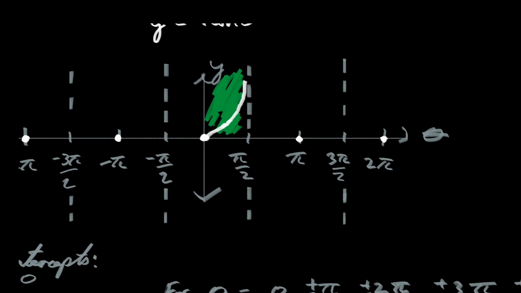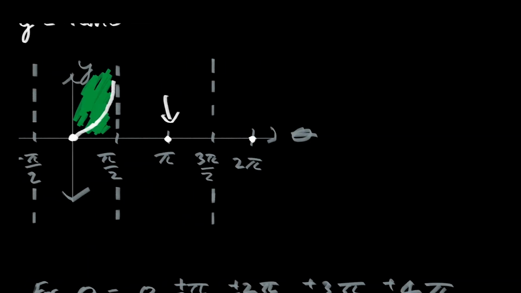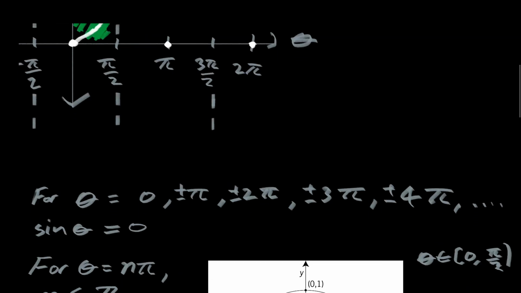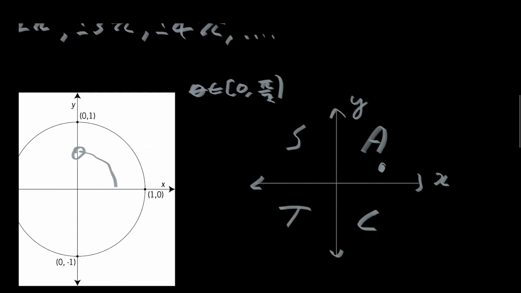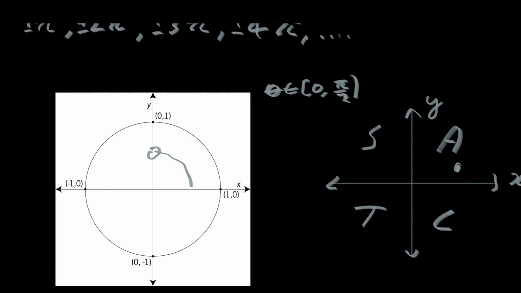But what about this interval here? From pi on 2, non-inclusive, to pi. It's okay to include pi in the interval because we know that the graph will intersect the theta axis at theta equals pi. Well, that is from here to here.